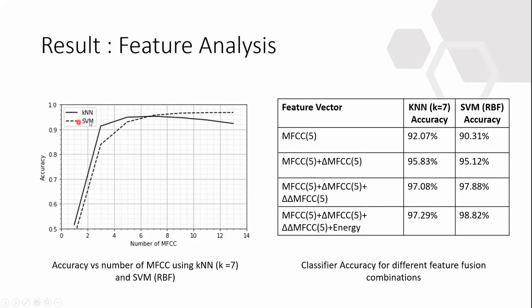We see that KNN reacts better to a lower dimension of features, but SVM reacts better to higher dimensions of features at the cost of complexity. Similarly, we have also added delta and delta-delta MFCCs and energy to our feature vector and found that we have a significant increase in percentage in accuracy. And again, KNN is better at lower numbers of features and SVM better at higher numbers of features. We see that using feature fusion is highly beneficial for our system.